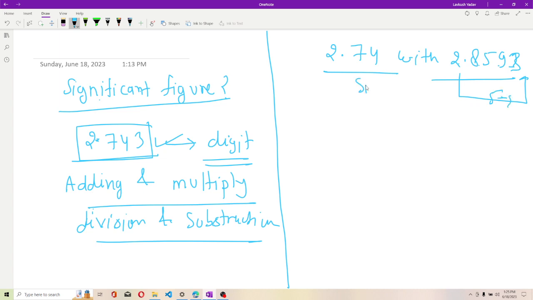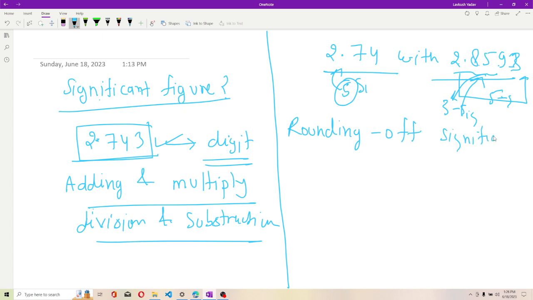Yeah, we can add. But the thing is, the number having the least significant digits decides it, and the second number has to be rounded off till that only. This has three significant digits, so the other number has to be rounded off until it has three significant digits only. For that we first have to understand the rounding of significant figures. So how can we round off?